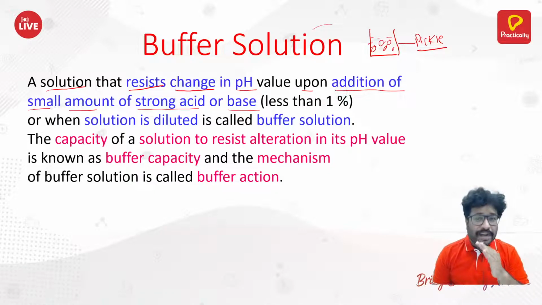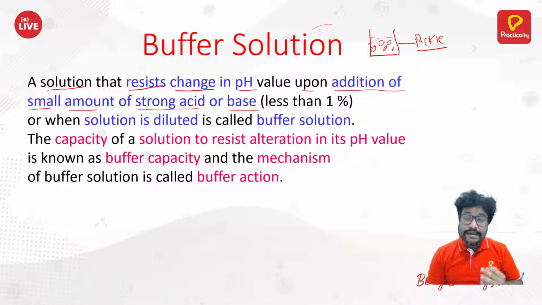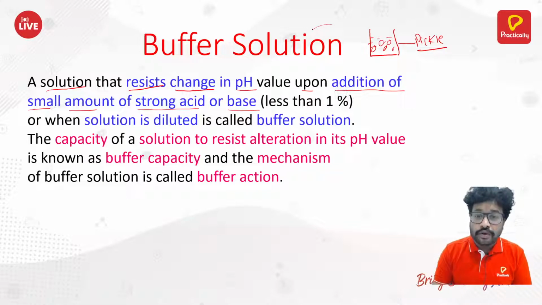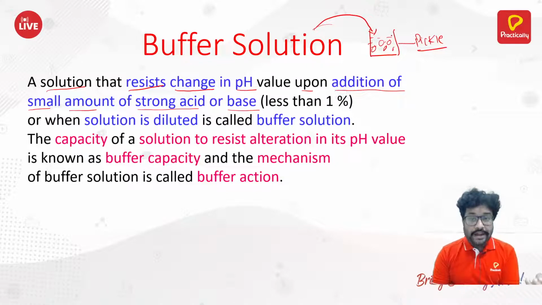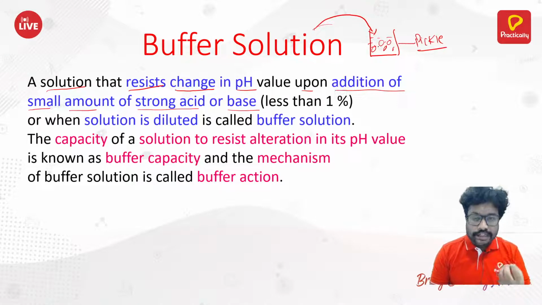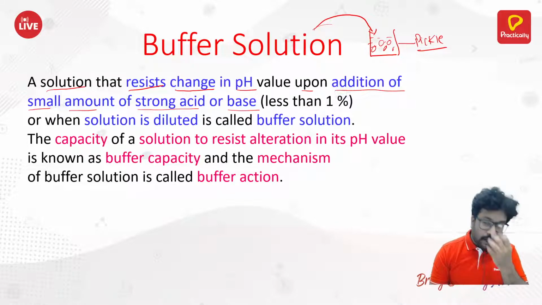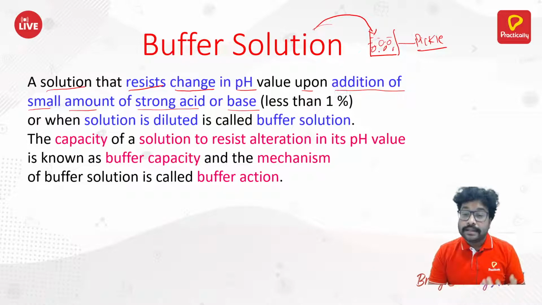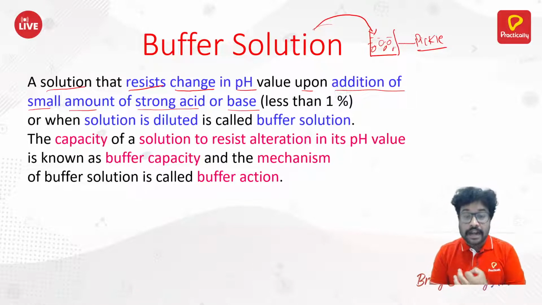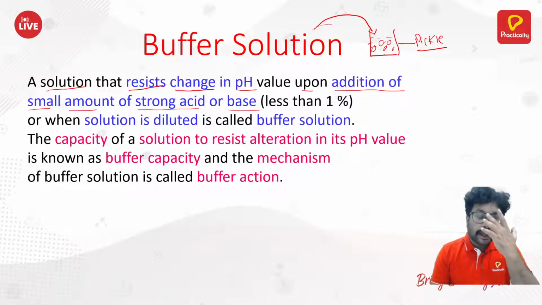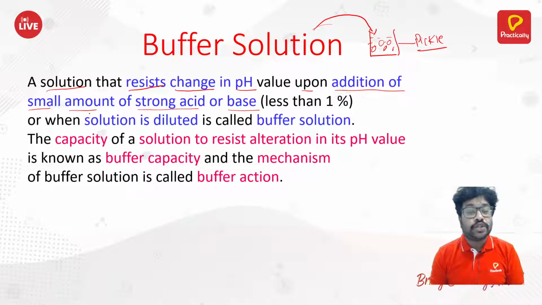So if you want this pickle to maintain its pH or to maintain its acidity level or basicity level, what do you do? You put a buffer solution into it. So whenever you put a buffer solution into it, even if you add a small amount of acid into this pickle, or even if you add a small amount of base into it, the acidity or the pH or pOH of this pickle would never change. And that is what the buffer solution does.